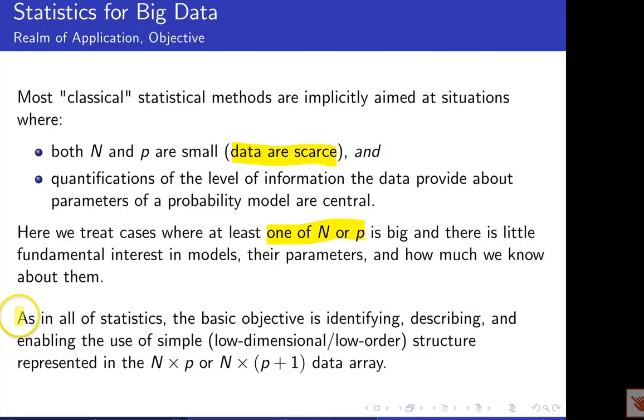Here's something that doesn't change as we consider analytics. We consider data analysis for quote-unquote big data.